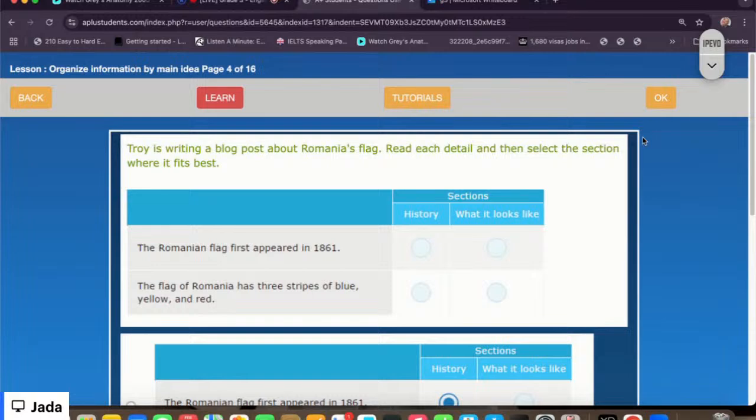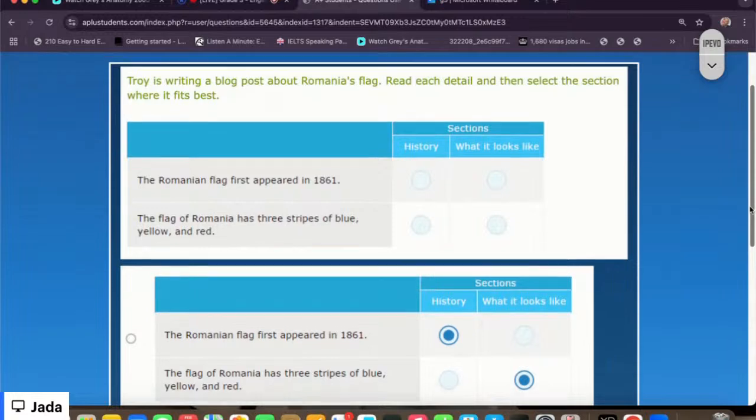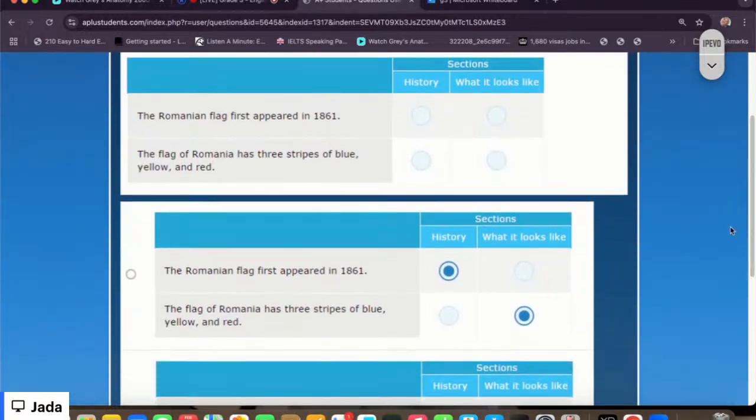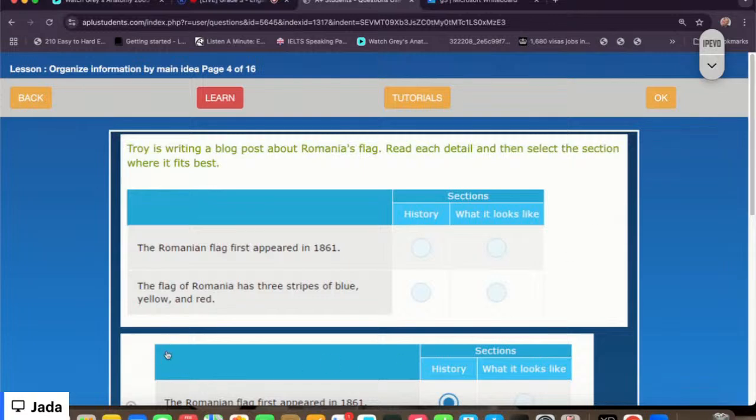Troy is writing a blog about the Romanian flag. So the Romanian flag first appeared in 1861. The flag of Romania has three stripes of blue, yellow, and red. So what's the best section? Alright, so still option one.